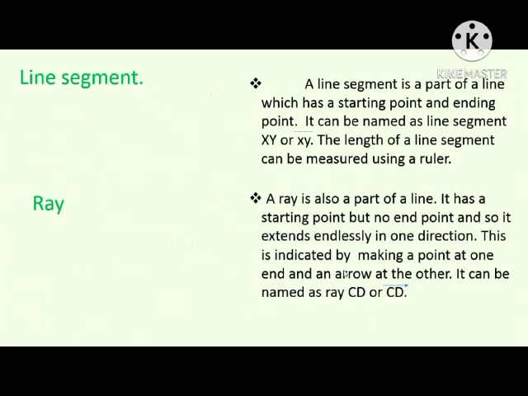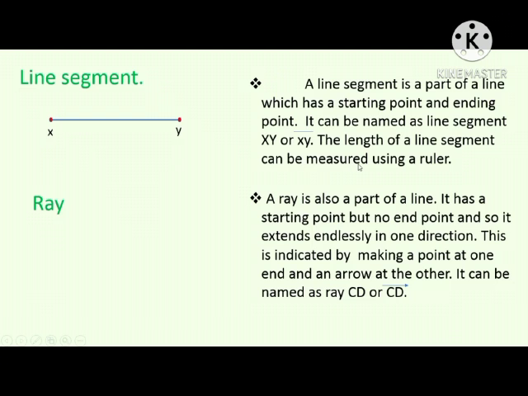Next one, line segment. A line segment is a part of a line which has a starting point and an ending point. It can be named as line segment XY, or XY with a line on top. That indicates line segment XY. The length of a line segment can be measured using a ruler.